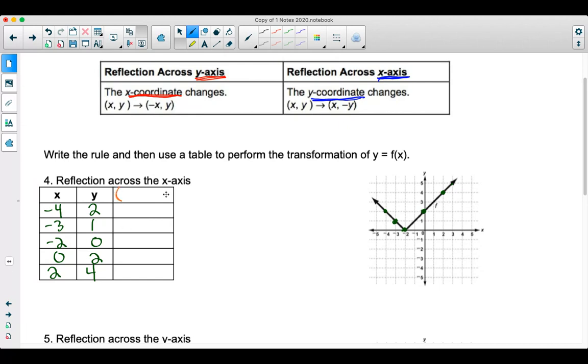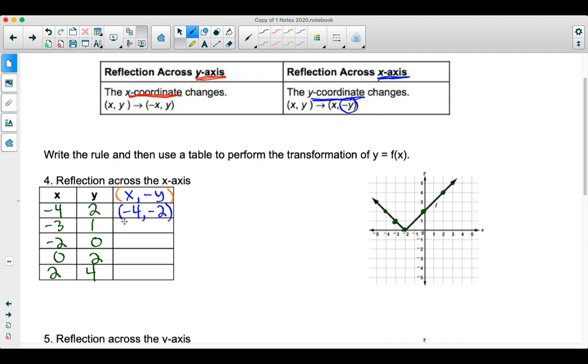transformation here is a reflection across the x-axis. So we are reflecting across the x-axis right here. So that means our y-coordinate changes. So our y values are going to become opposite of what they were when they started. So this point of -4, 2, well, first let's start. So the point x, y will become x, comma, -y.